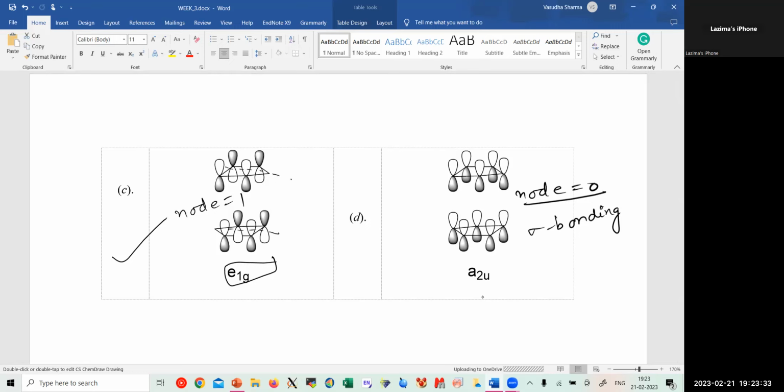Why not D? Because all the positives are in the same direction, so there is no node. There is no plane which is bisecting. We are getting positive down and positive down. That's why node is zero. This will only form the pi sigma bond.